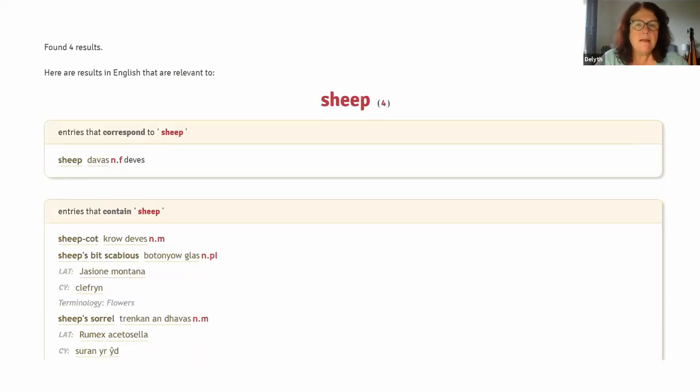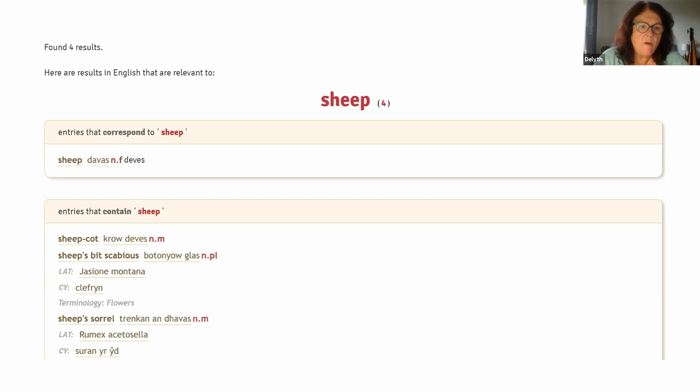So let's look at another entry here, which is a deceptively simple one, actually. I was looking for sheep, davas, thinking that it would be a simple one to show you. But of course, if you look further down the page, what you have are some more examples of the sheep being used in different terms.